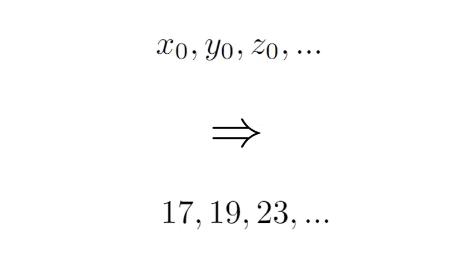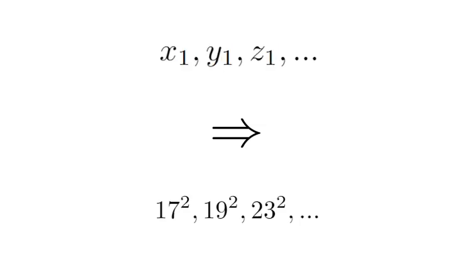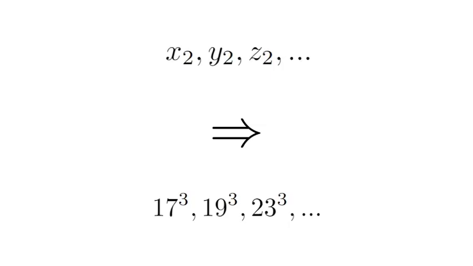To the variables of type 1, he assigned the squares of the prime numbers bigger than 13, ensuring they will be different from the numbers assigned to variables of type 0 and to the constants. For variables of type 2, he assigned the cubes of the prime numbers bigger than 13, ensuring the numbers will be different than the ones assigned before, and so forth for every type.